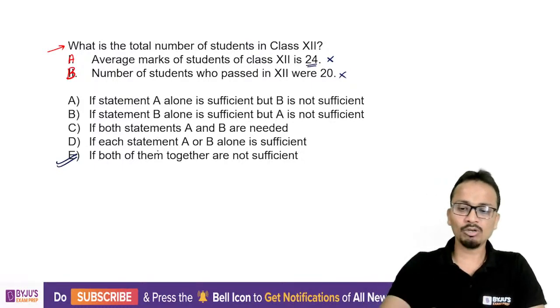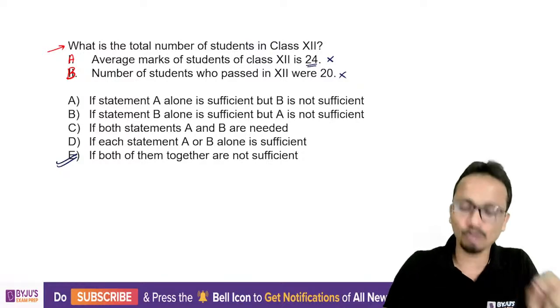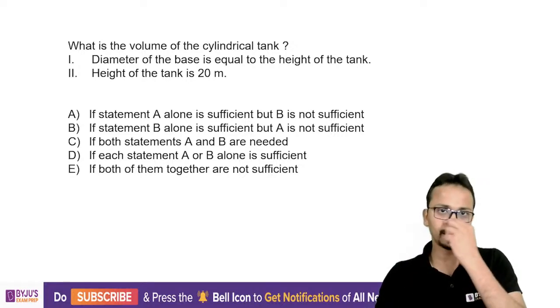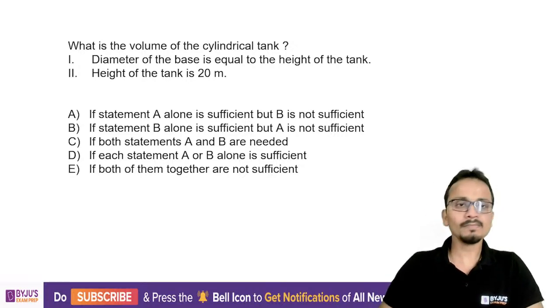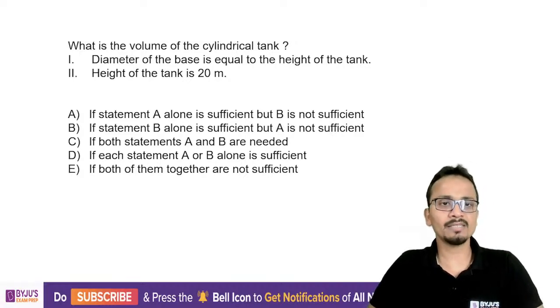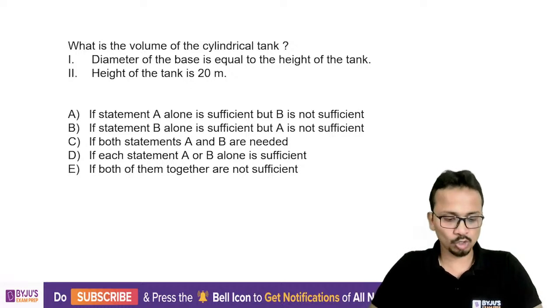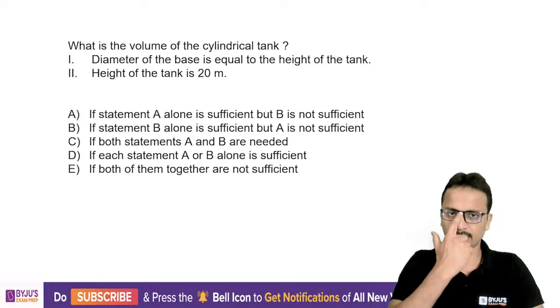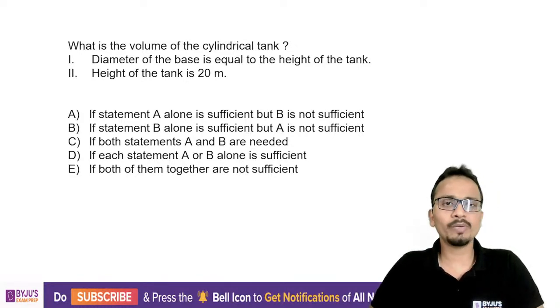Wonderful. Now, similarly, give me the answer for the next question. What is the volume of the cylindrical tank? Statement 1, the diameter of the base is equal to the height of the tank. Statement 2, the height of the tank is 20 meters. So among the options A, B, C, D, E, tell me which of the options is correct. How will I be able to get the answer of the asked question?